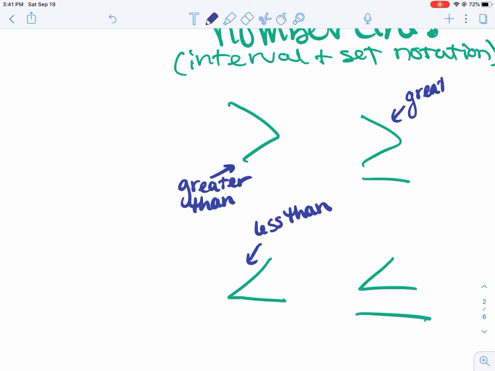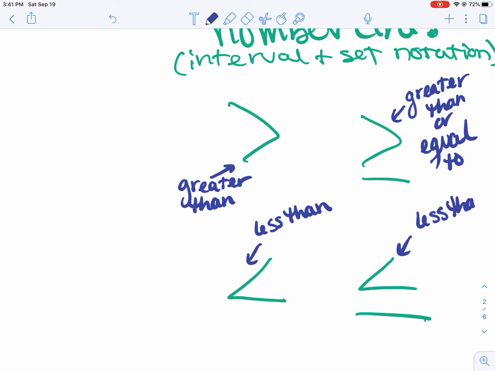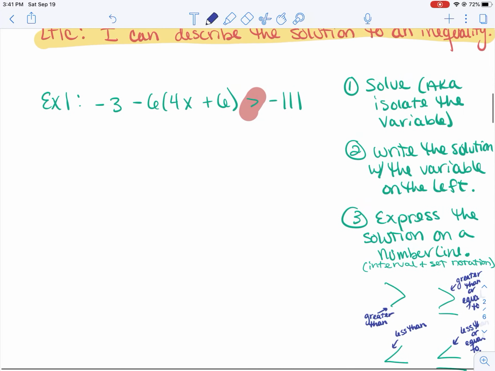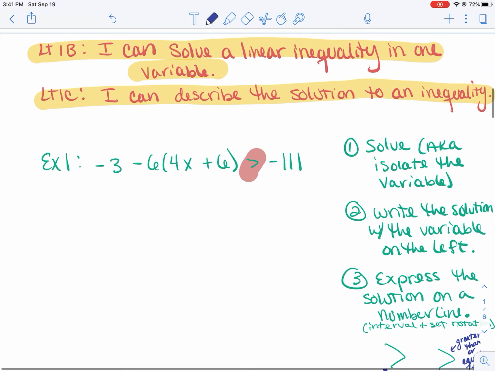Once we add the line underneath, that means equal to. So in this case, it could be greater than or equal to the value that we get. And in this case, it could be less than or equal to. All right, and we'll come back in a second and talk about how to express this on a number line or in some notation. But let's first solve this inequality.